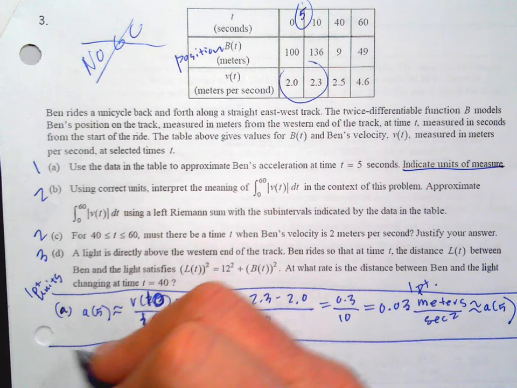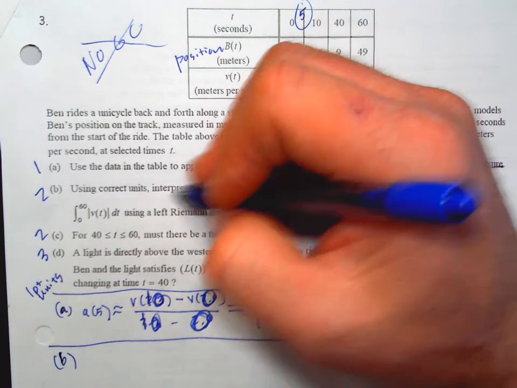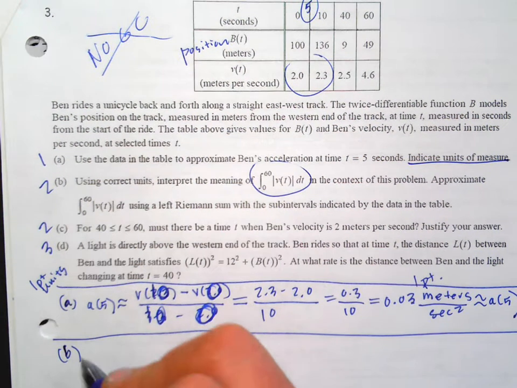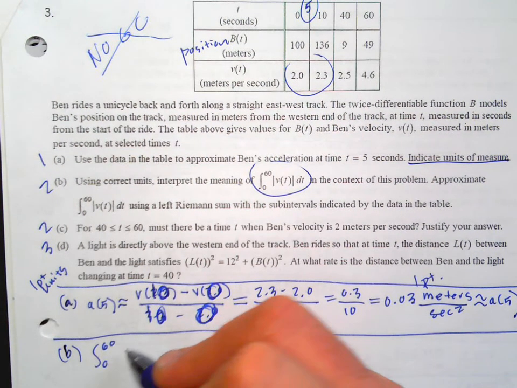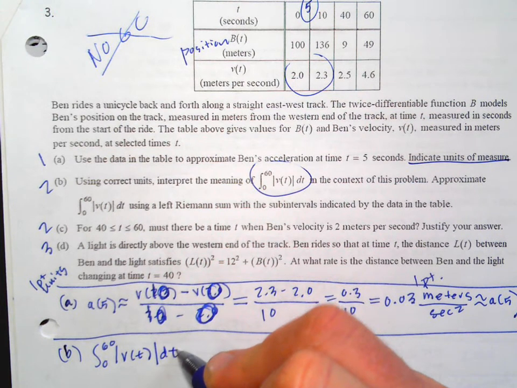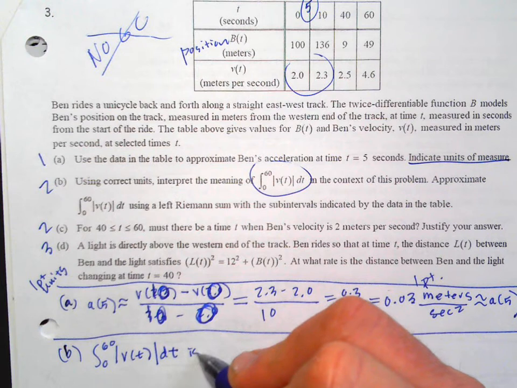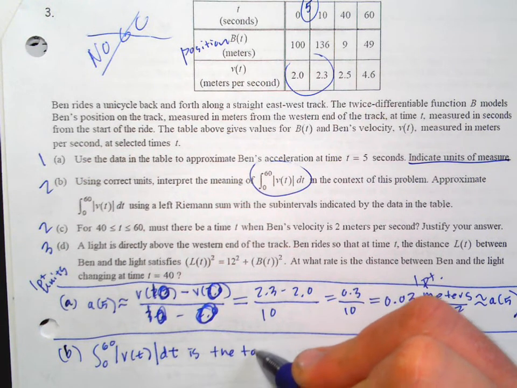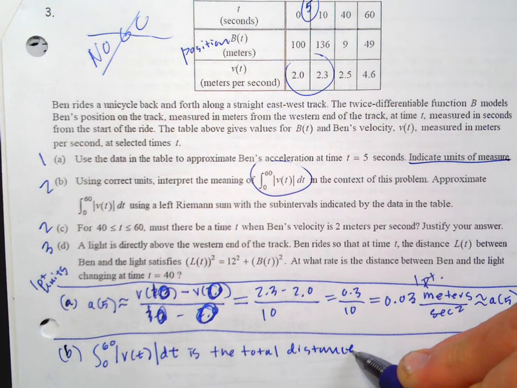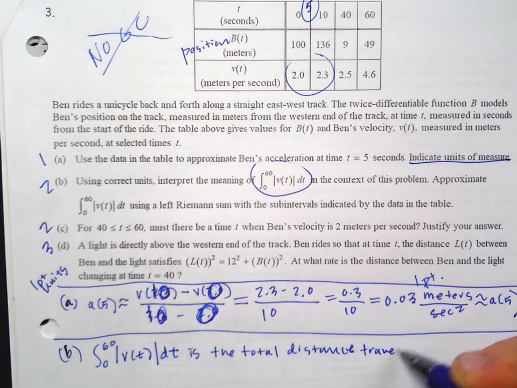Part B says, using correct units, interpret the meaning of the integral of the absolute value of velocity in the context of this problem, and then approximate using the left Riemann sum. Well, the meaning of this, you guys should know this. The integral of the absolute value of velocity is distance, right? Distance traveled is the total distance, not displacement, distance traveled. You've got to put all the units in meters.